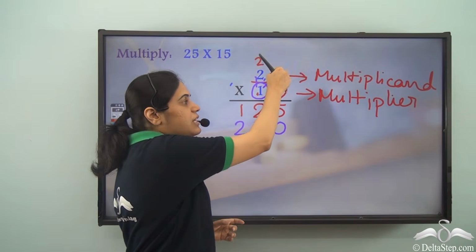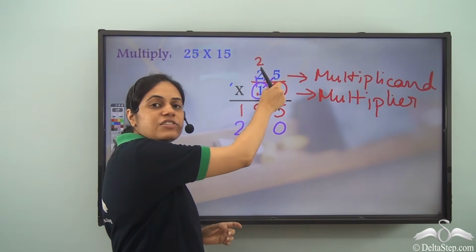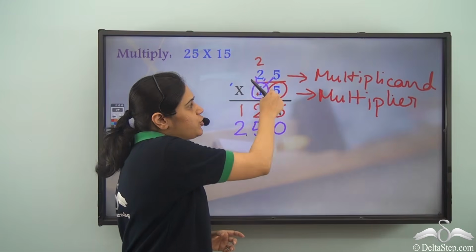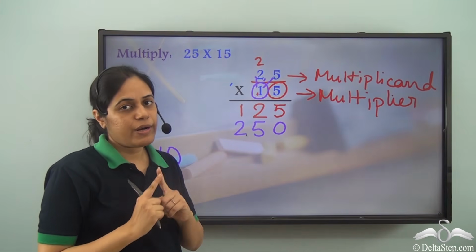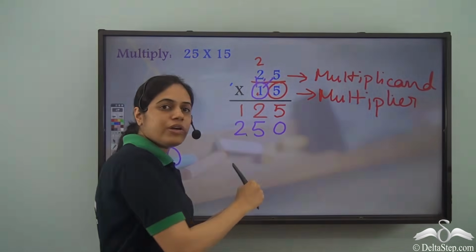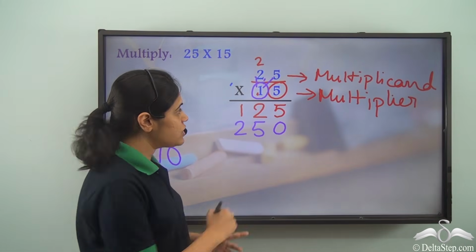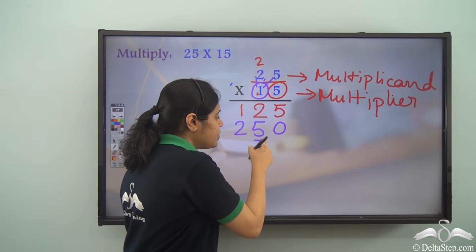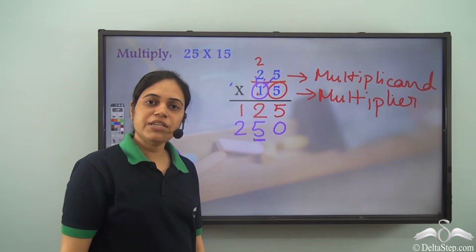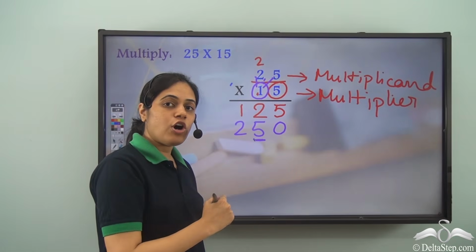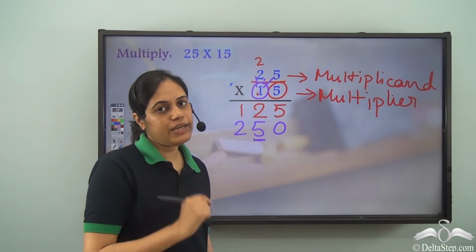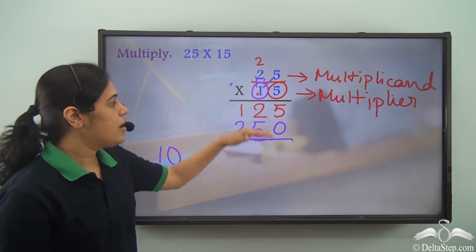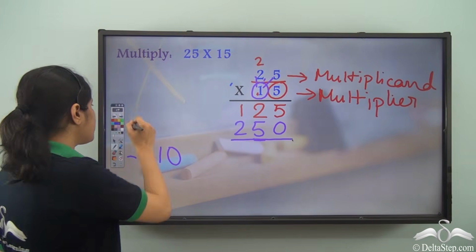So first I multiply by 5, that is the ones digit, and write the product here. Then I need to multiply by the tens digit. But for that, I put a 0 here. Also, because we are multiplying by the tens digit, I need to start writing the numbers from the tens position, and all the digits to the right of this will be 0. And now I need to add these two.